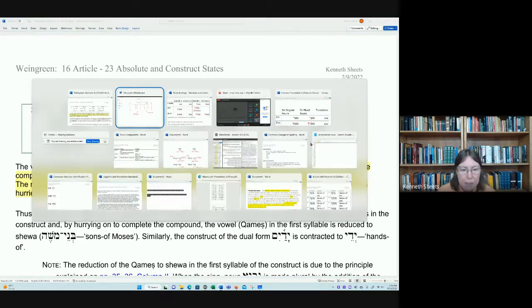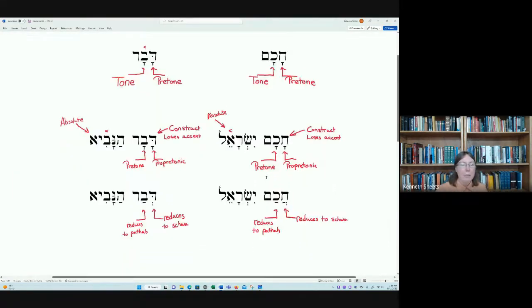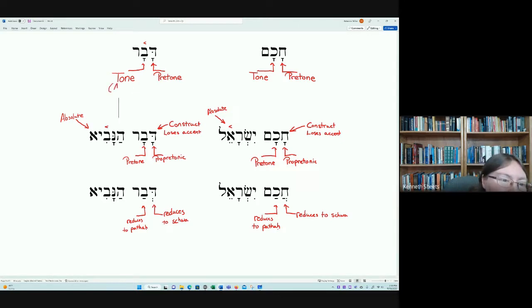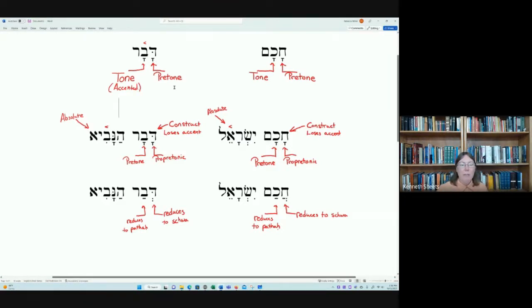Now, why is that? So here I've got some examples. Here we have the word davar. Notice here on the word davar, originally the accented syllable was the var, the second syllable. So that is the accented syllable, what we would call the tone syllable. And the da would be the pretone syllable, the syllable before the tone syllable.